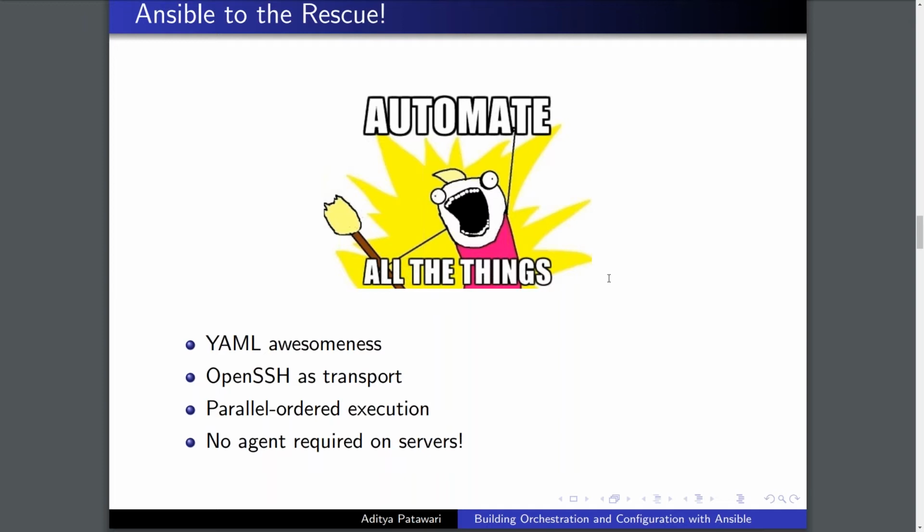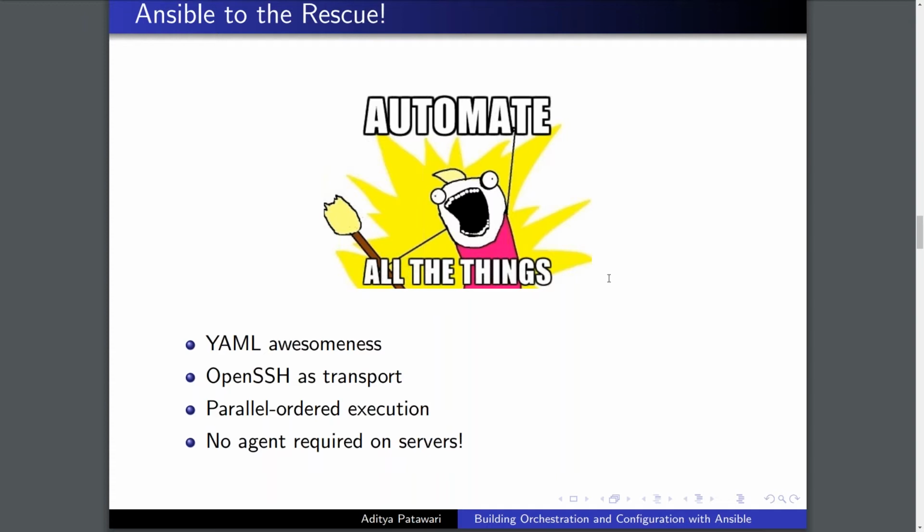And lastly, there are no agents required if you are using Ansible. If you're using any other configuration management tool like Puppet or Chef, then on each server you actually need to install Puppet agent or Chef agent. In Ansible, you don't need to do that. All you need is a Python library, which is already shipped with all the Linux distributions. So basically, as soon as your operating system is up and running, you're good to use Ansible.